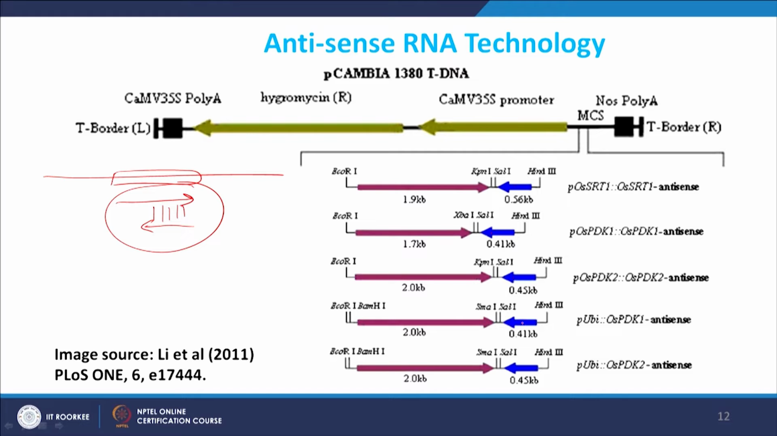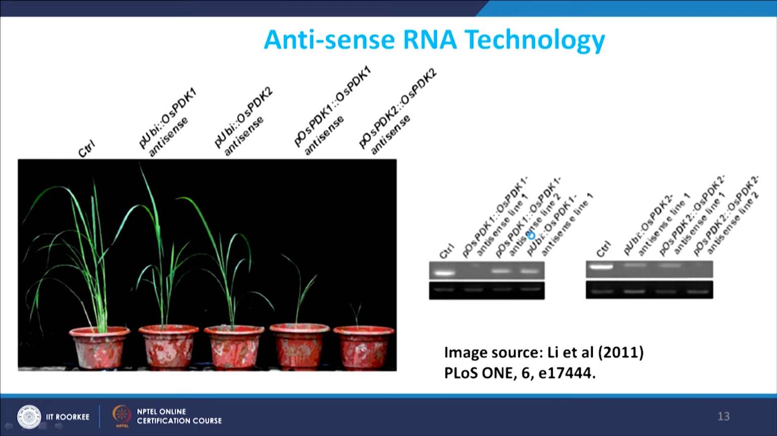This is one example where a few genes have been targeted through antisense RNA. You can see this is the promoter, and the gene specific region has been cloned in the antisense orientation, and when you drive it, you can suppress the endogenous gene using this method. As you can see in the phenotype, this is the control. When the gene has been suppressed, there are a lot of developmental defects, and when you check the RNA or transcript level, you can clearly see that compared to controls, in these antisense lines there is a significant reduction of the transcript level.